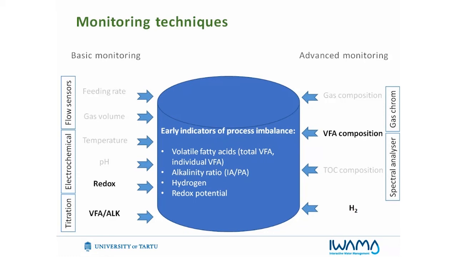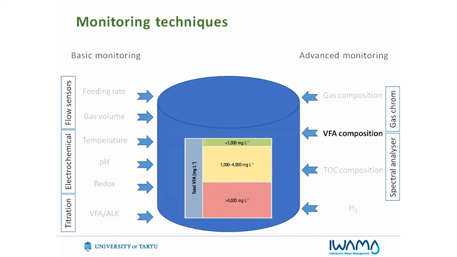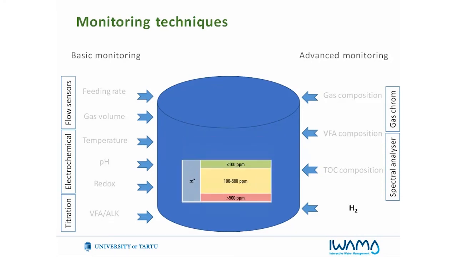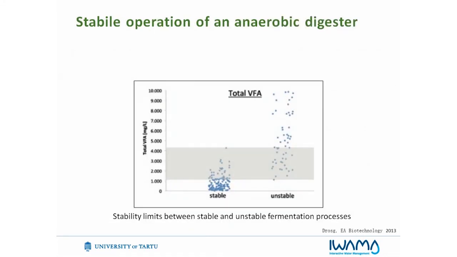And one of the good parameters to monitor is hydrogen, because hydrogen is a very fast parameter to change. So we have two scenarios, stable and unstable, and we can measure it by different parameters like VFA and so on. And more or less, this is the end of my talk.